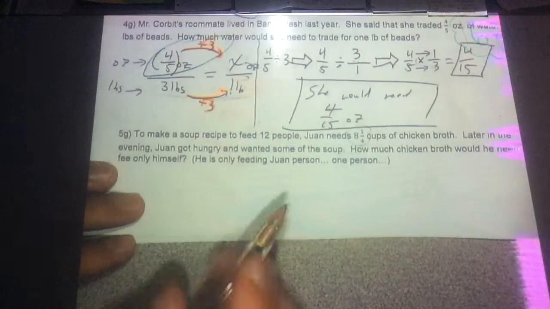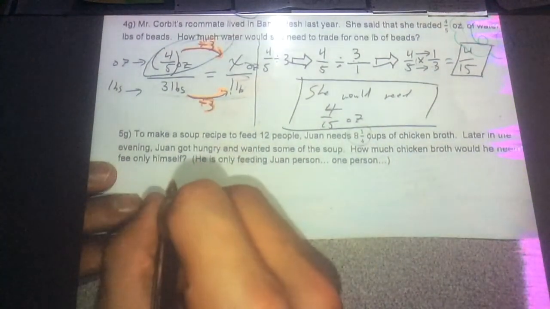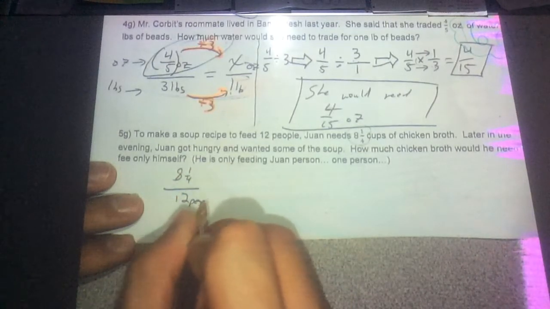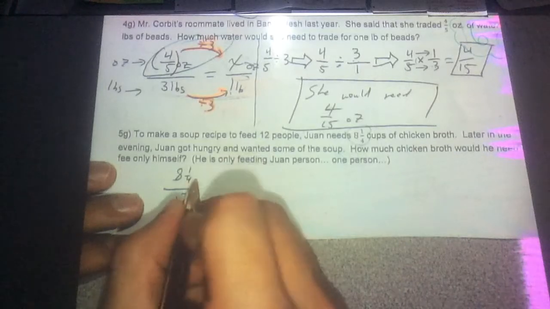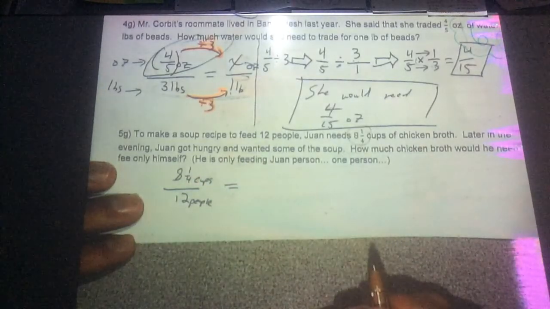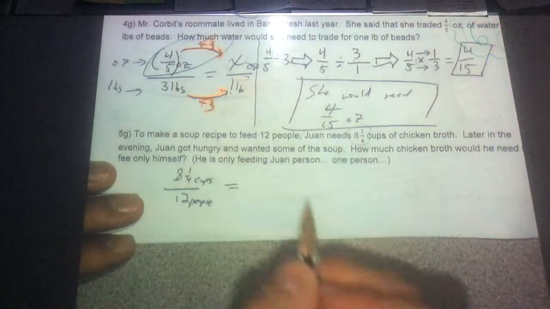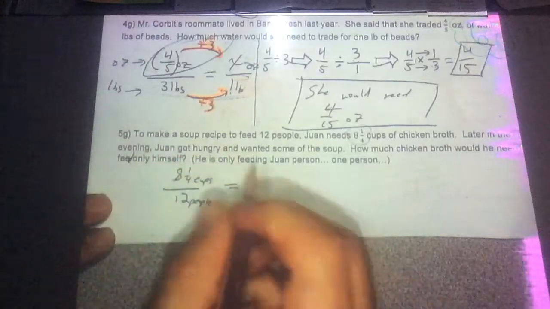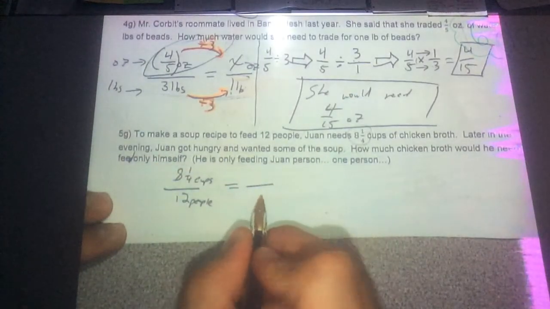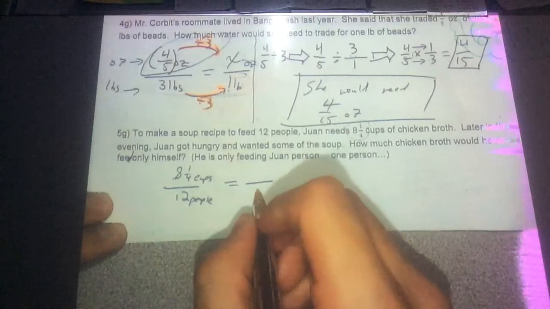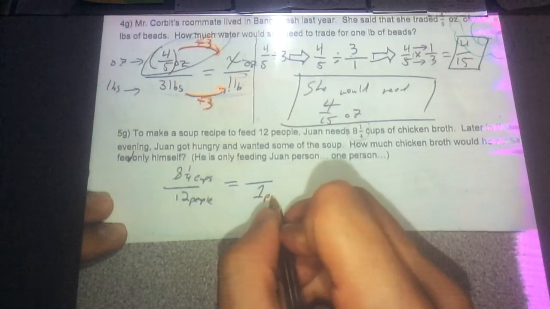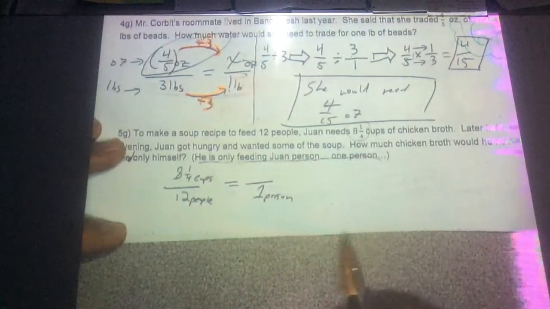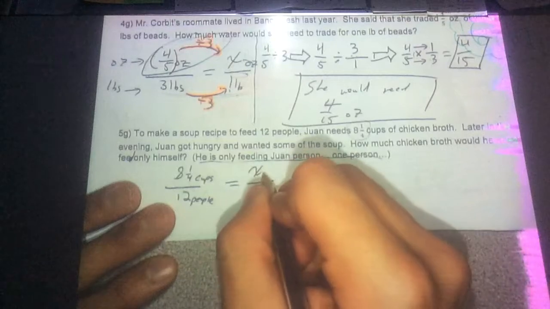To make a soup recipe to feed 12 people, Juan needs 8 1/4 cups, and that feeds 12 people. Okay, so here's our first ratio. Here's our first comparison. And later in the evening, Juan got hungry and wanted some soup. How much chicken broth would he need to feed only himself? So how much is just himself, which is Juan person? He's only feeding Juan person. Get it? Juan person. Okay. And then this is X cups.